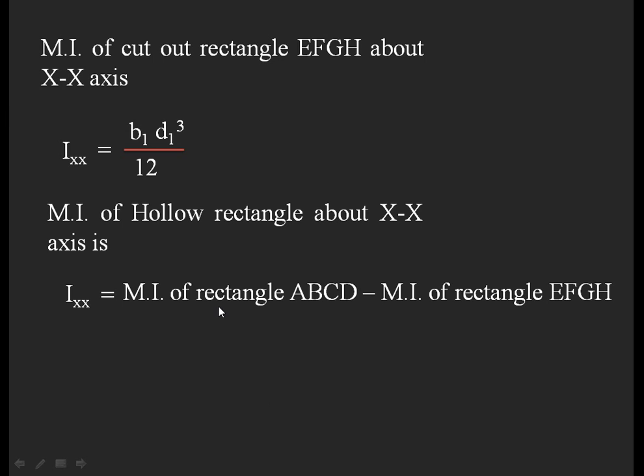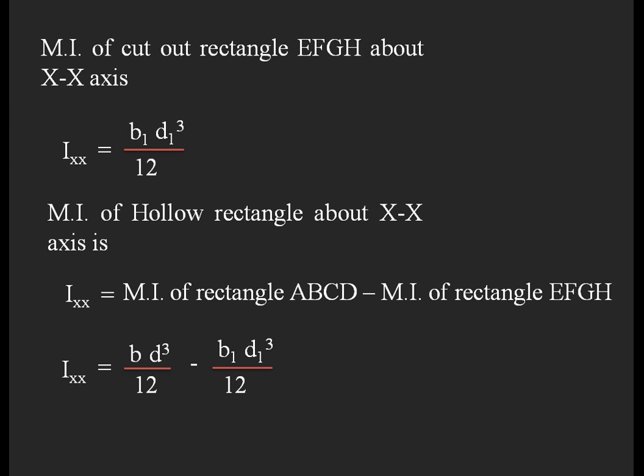These two formulas we have already written, so let me write them here again. The moment of inertia of ABCD is BD cubed by 12, minus the moment of inertia of EFGH, which is b1 d1 cubed by 12. This is the formula for finding the moment of inertia of the hollow rectangle if we know the dimensions of the outer rectangle and the inner rectangle.